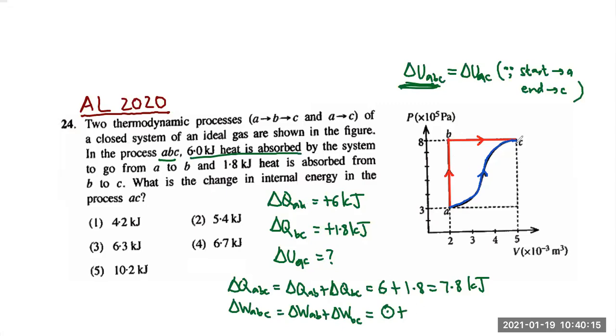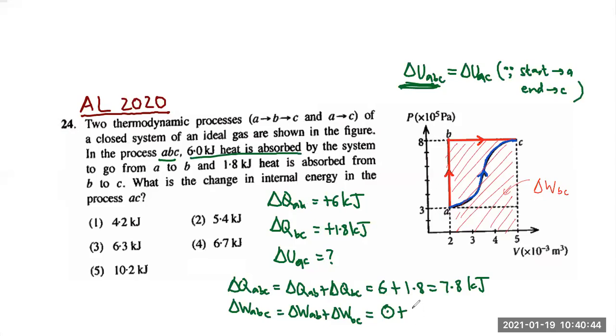Now delta W BC will be given by the area below that line. So it's quite similar to the previous question we did. This area I'm highlighting right now will represent the work done during BC. This area is delta W BC. So what is the value? What value should I put there? Careful. The total height must be substituted.